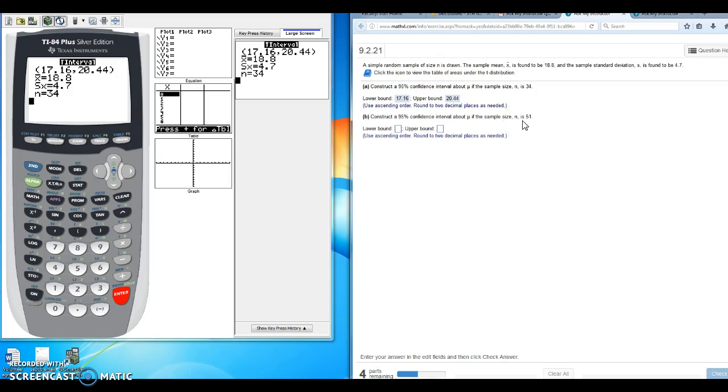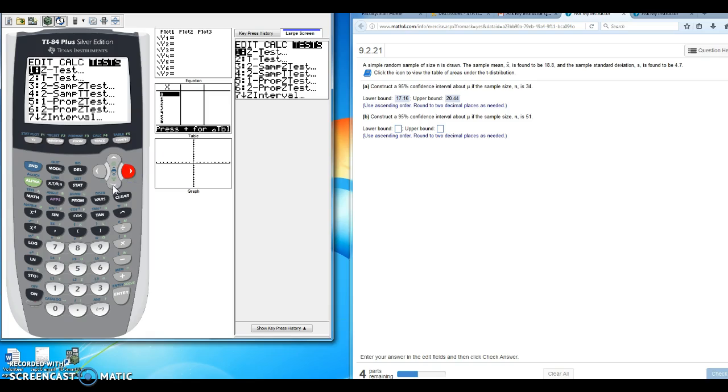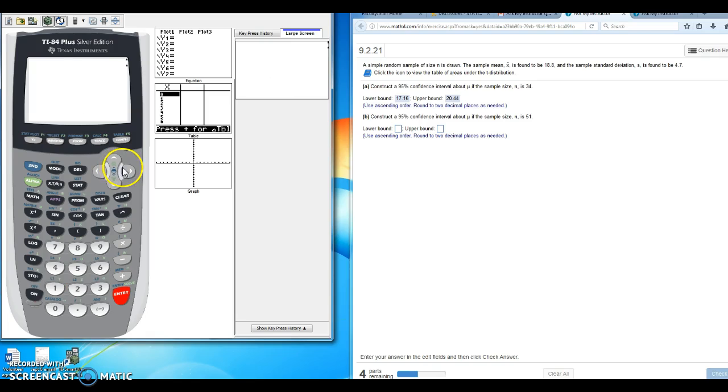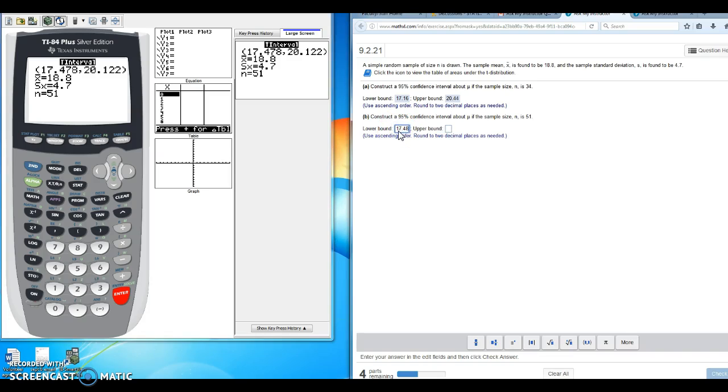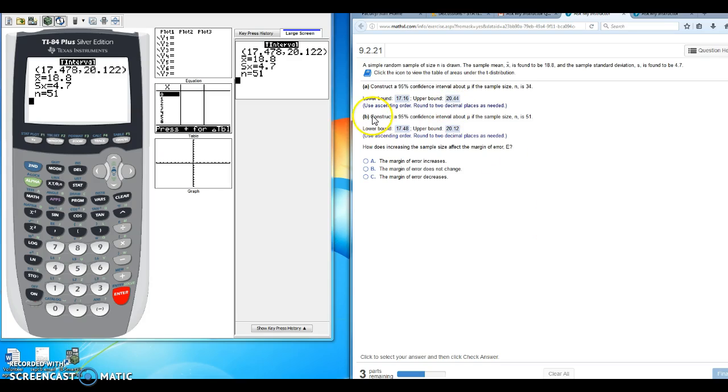And then it says, what if the sample size is 51? For that, all I'm going to do is go back to that t interval. I wonder if I could just hit 8. Oh, I can. And I'm just going to change that n to be 51 instead of 34. So now I have a slightly larger sample size. I'm going to calculate that, and I get 17.48 when I round to 2 places and 20.12. And that looks good.